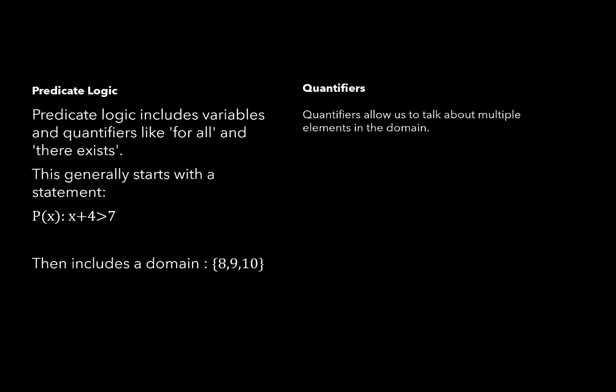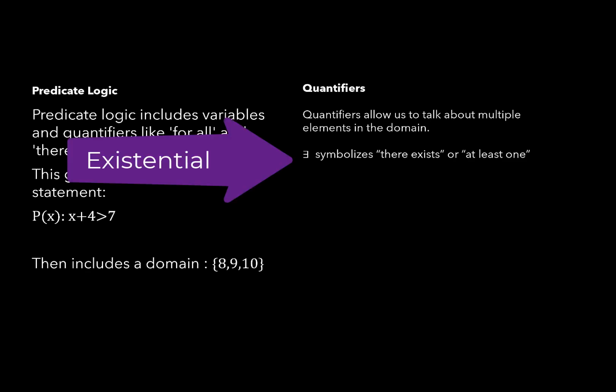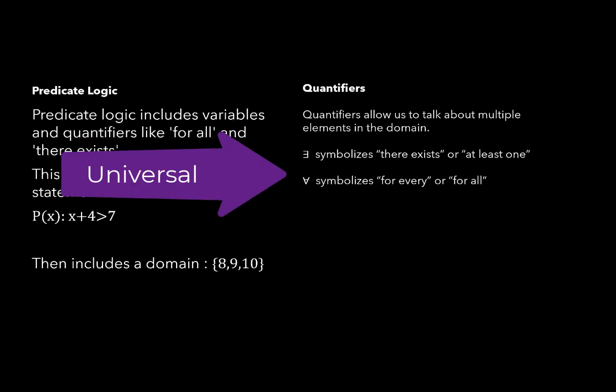Quantifiers help us talk about these multiple elements that are in the domain. We have two symbols. One of them is called existential, meaning it exists, so maybe we say there exists, or at least one. We also have a symbol that's universal, that stands for every or for all.